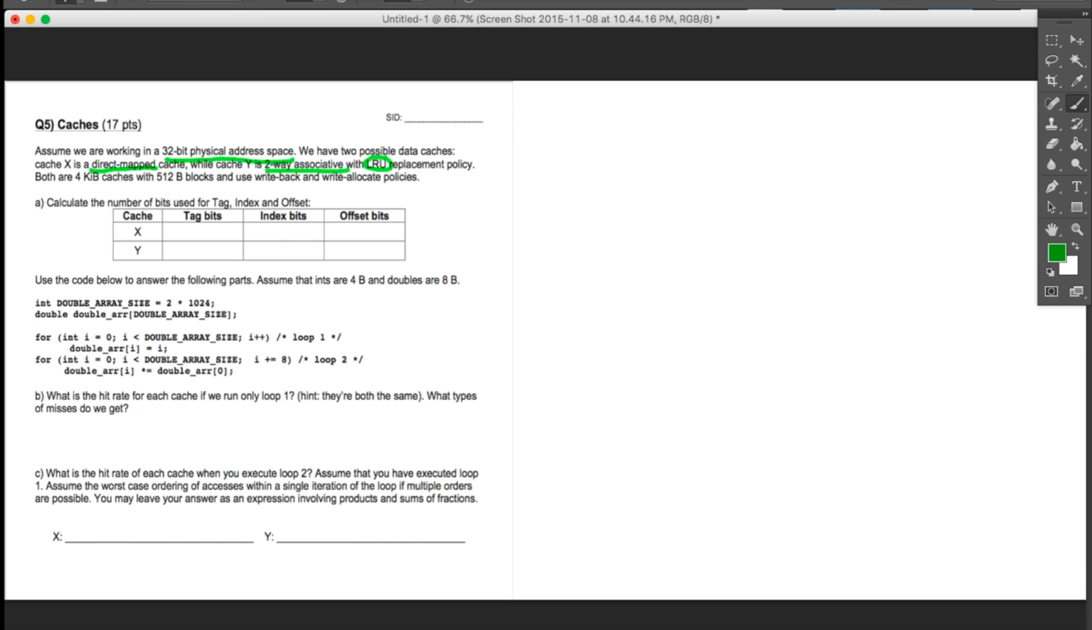So an important place to start is to observe that 4 kibibytes is equal to 2 to the 12 bytes, and 512 bytes is equal to 2 to the 9. So just make sure you understand your powers of 2 and you remember your IEC prefixes. If we look at this, we can determine pretty much what the parameters of our tag, index, offset fields are. We know that the sum of these is going to be 32 bits.